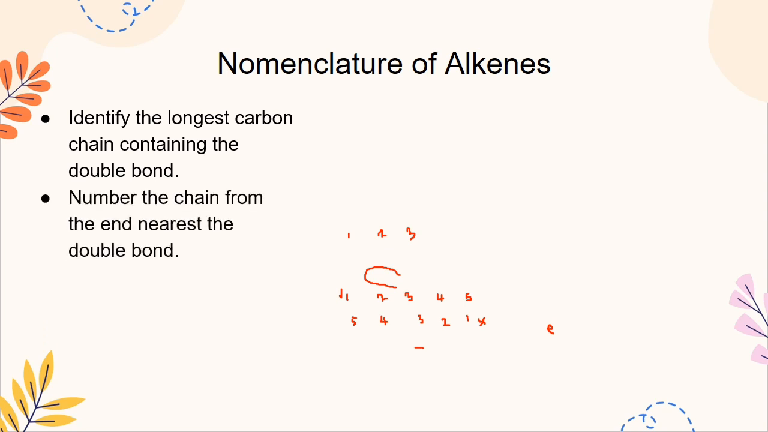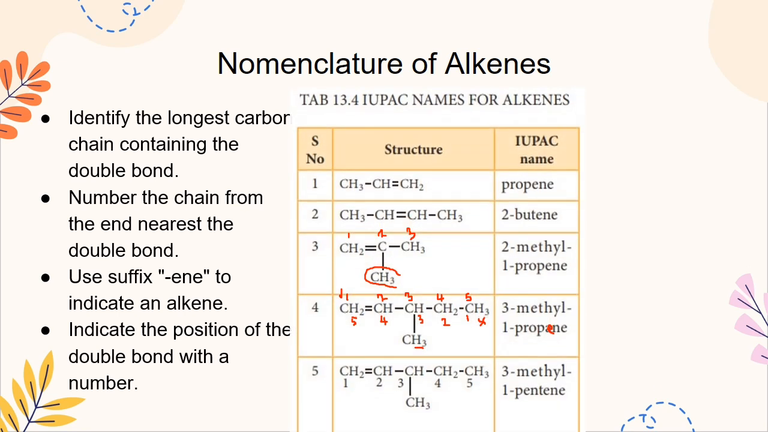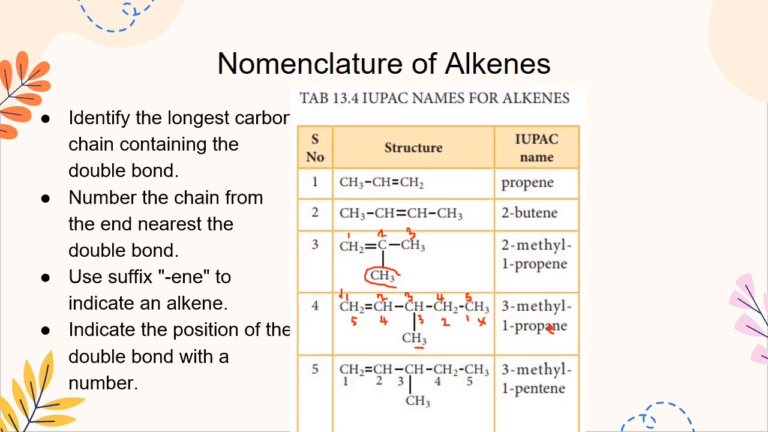Number the chain from the end nearest the double bond. Use the suffix "-ene" to indicate an alkene. Indicate the position of the double bond with a number. Now let's take a look at this.